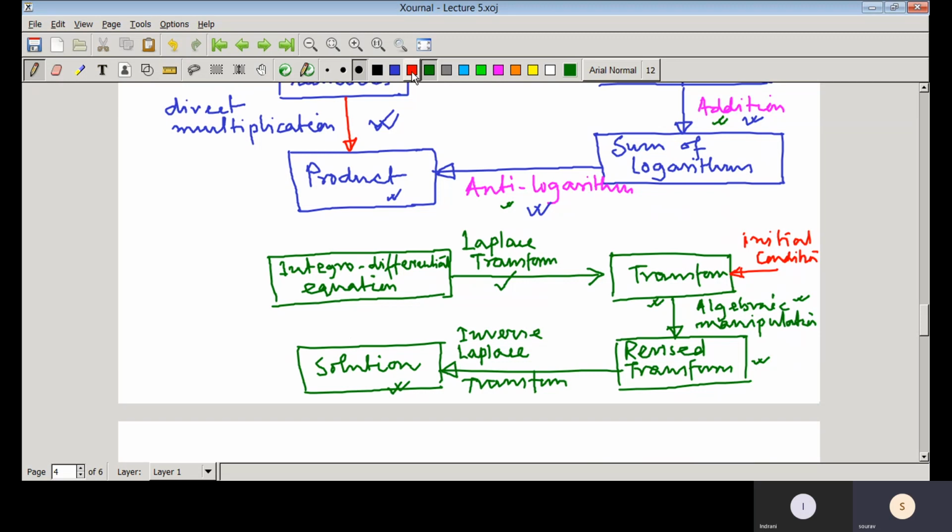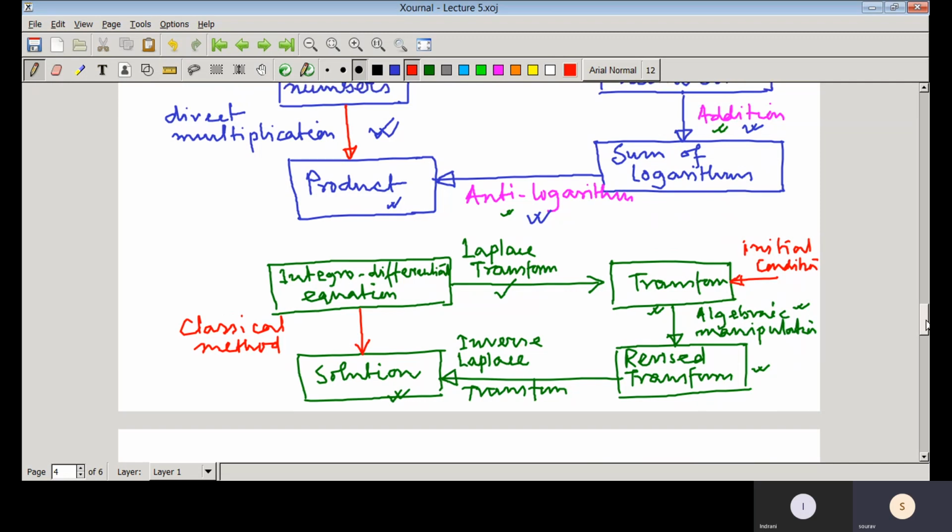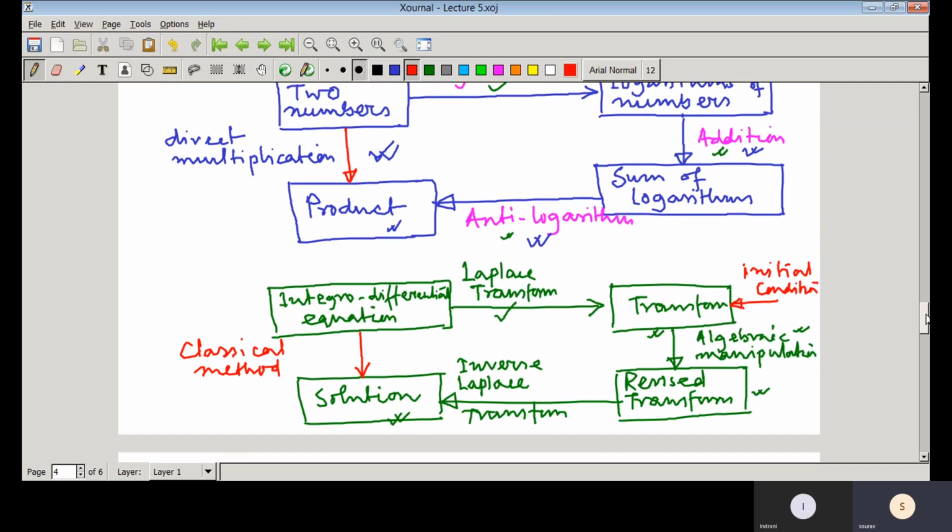Another way of getting the solution is the classical method. You apply the classical method and you will get the solution. So this is actually the concept of doing the Laplace transform. And here there is one very important concept. In this particular case, whenever we do the Laplace transform, this side is actually done in time domain.